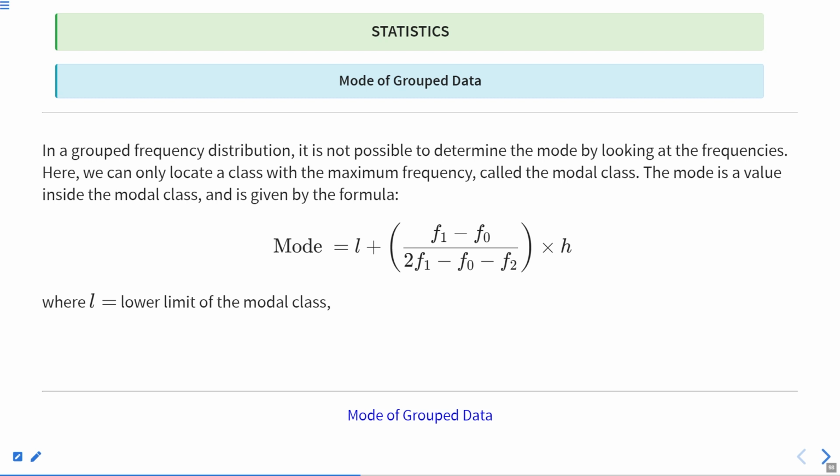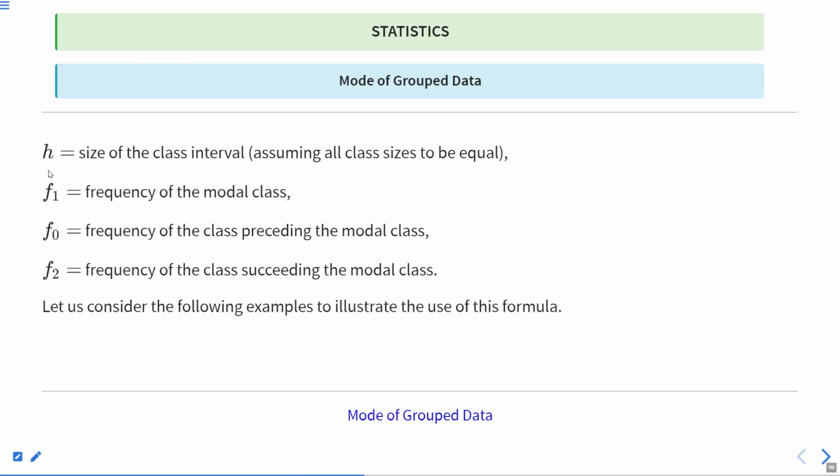and is given by the formula: mode equals L plus (f1 minus f0) divided by (2f1 minus f0 minus f2), into h. Let us now discuss what L, f1, f0, f2 and h are. L is the lower limit of the modal class, and h is the size of the class interval.